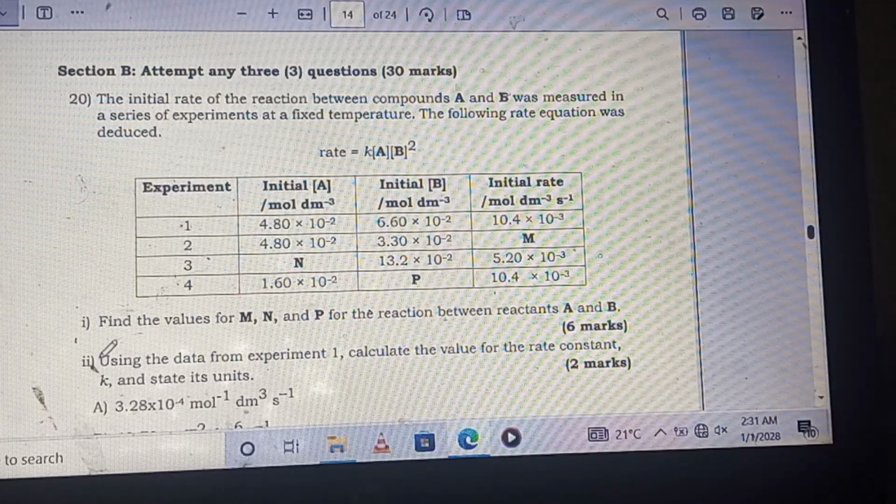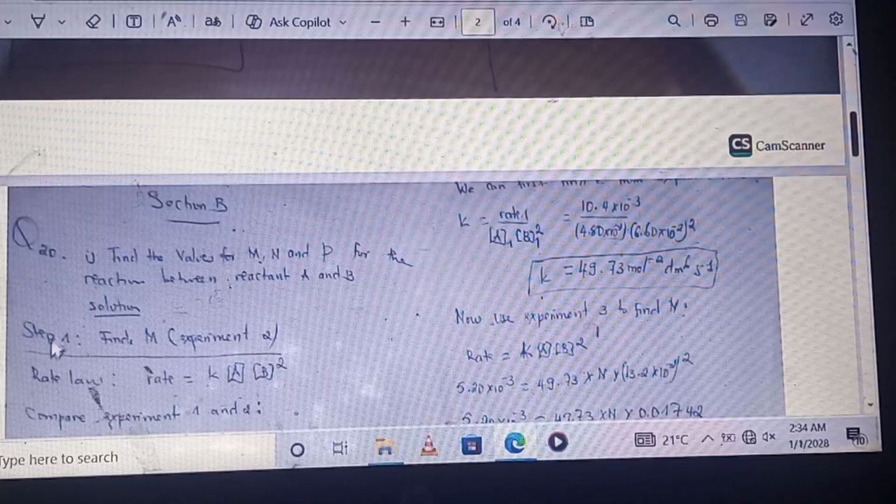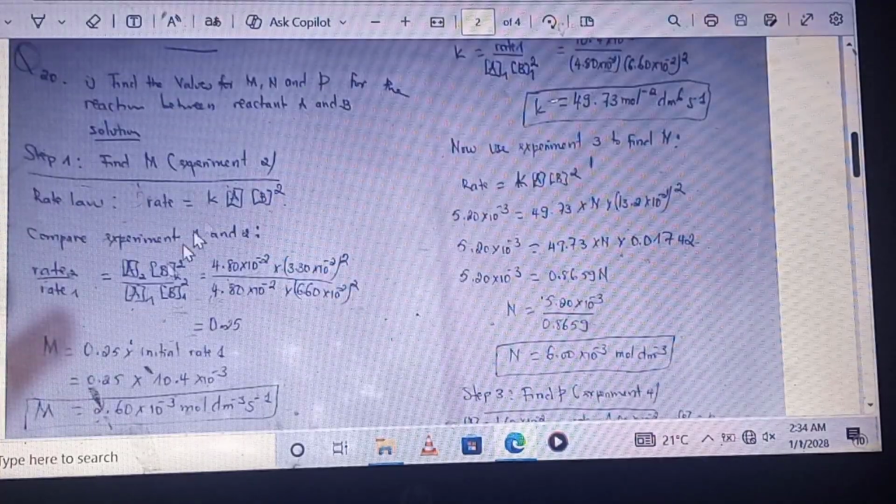Let's continue. Find the values of M, N, and P for the reaction between reactants A and B. This is M, this is N, this is P. Let's see. You see that we are asked to find the values of M, N, and P. We are going to answer this question step by step. Let's start with step 1: find M.